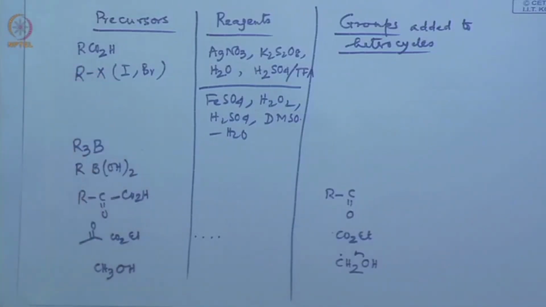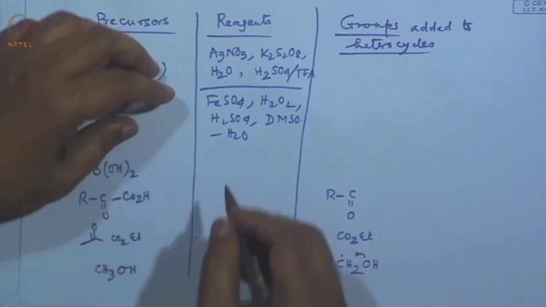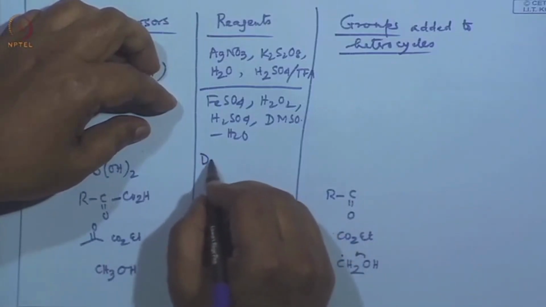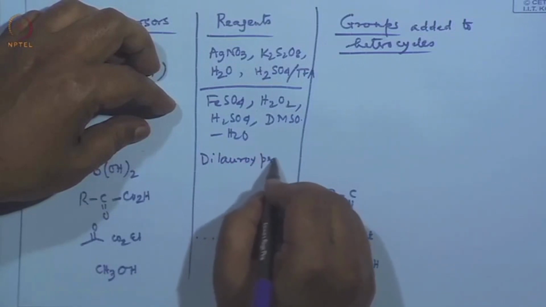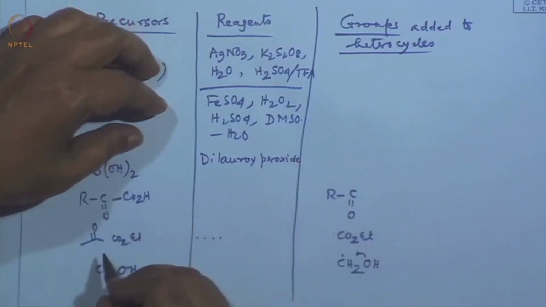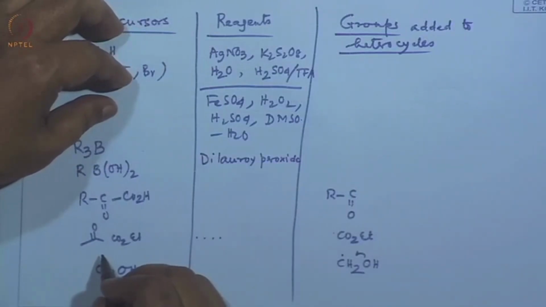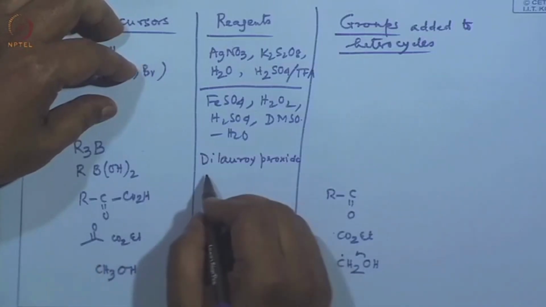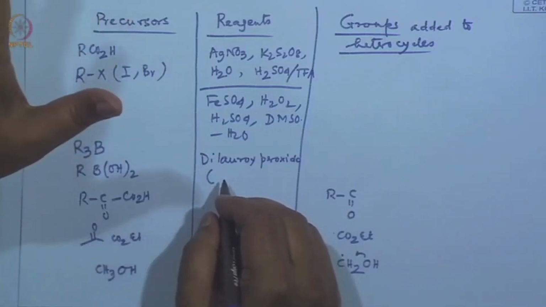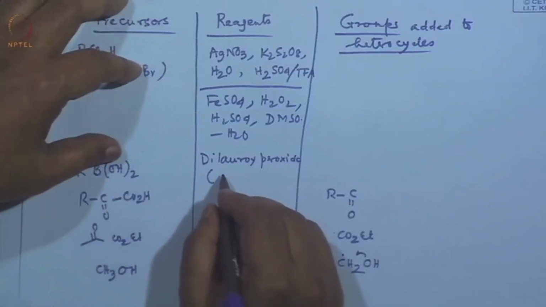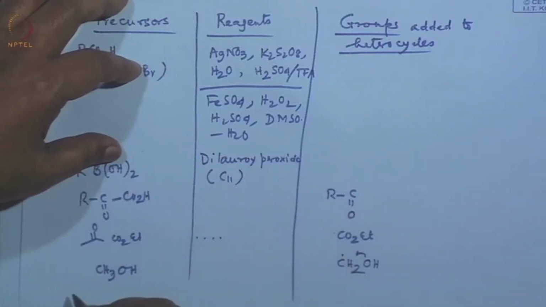And there are other kinds of systems. For example, many of you know dilauryl peroxide is one of the reagents used in radical generation. Dilauryl peroxide, the corresponding lauric acid. Lauric acid means how many carbons? This is commercially available and it is very cheap, plenty. Actually, it has 11 carbon atoms.